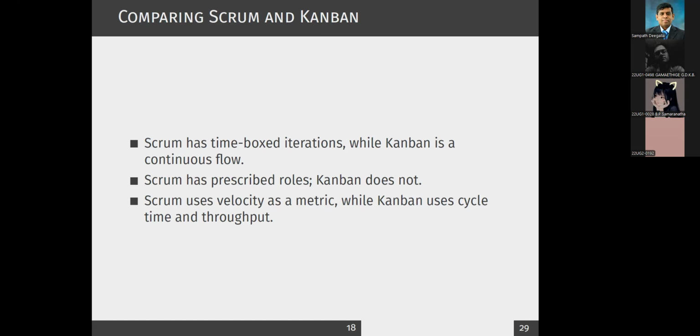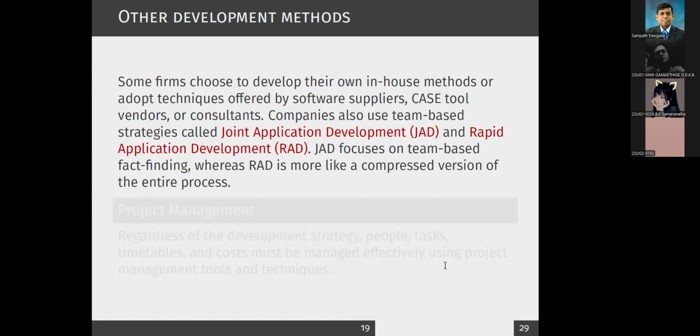Then you have limits. For example, Kanban limits work in progress, whereas Scrum focuses on completing the task. And in Scrum, we use velocity to measure the success. In Kanban, we can use cycle time and throughput. So I hope now you have an understanding of Scrum as well as Kanban. Right. So those are the two main things I wanted to discuss.